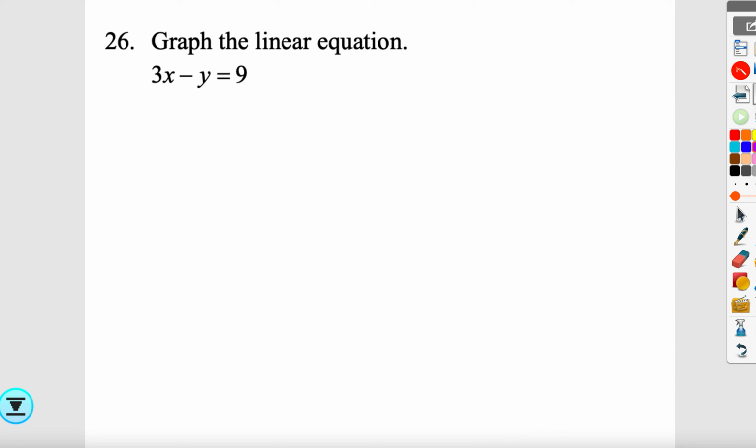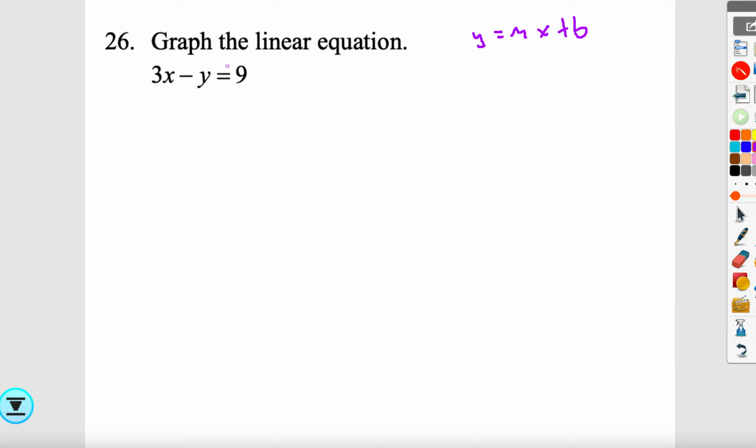26. Graph the linear equation. You can either solve for y, get y by itself, so you can get the y = mx + b, right? You can do that route. So you'll subtract 3x, divide by -1, and then plug in your points.